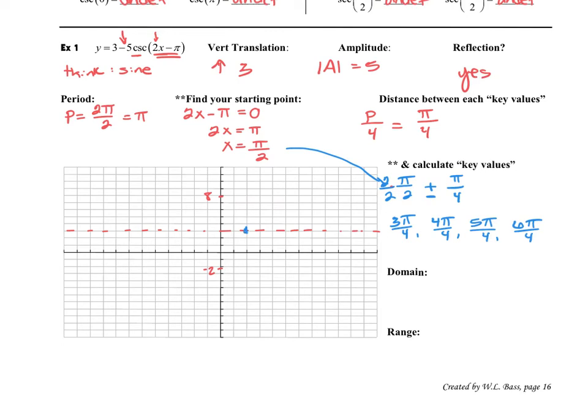So my first point is going to be here. Sine is going to go down first because this has a reflection, so my next point is going to be down here. I'm going to graph the whole sine graph. Then I'm going to come back up, then I'm going to come up to the 8, then I'm going to come back down. And that's going to get me a whole period of sine.